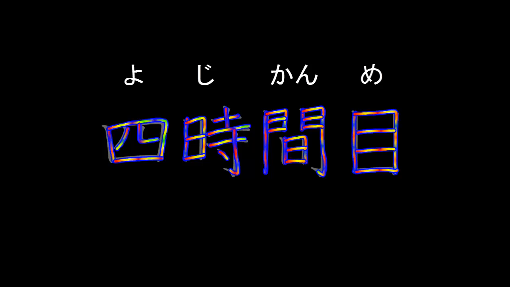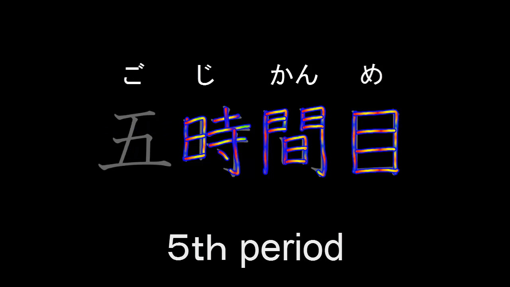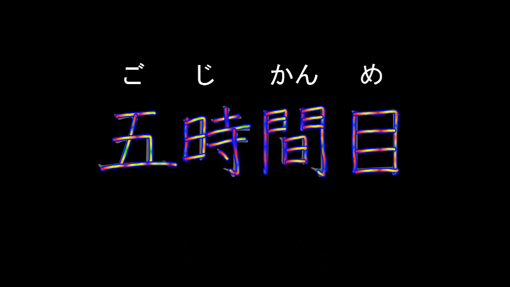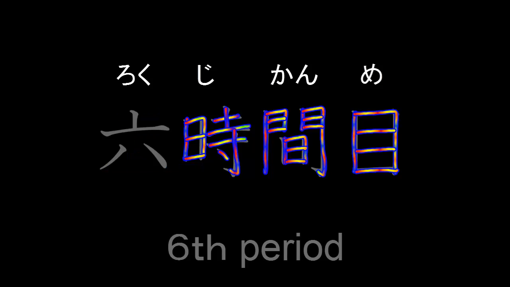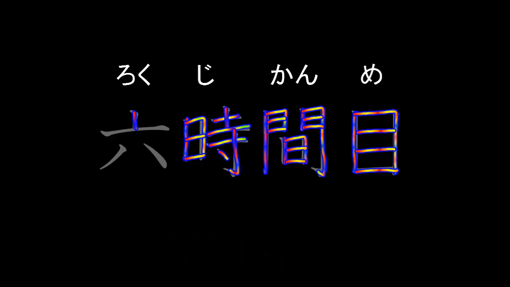Yojikanme. Then we've got gojikanme, and there's go. There we have the stroke order. Gojikanme, fifth period, and finally rokujikanme, or sixth period. There we have the number 6, down on the top, across, and then left to right on the bottom. Rokujikanme, sixth period.